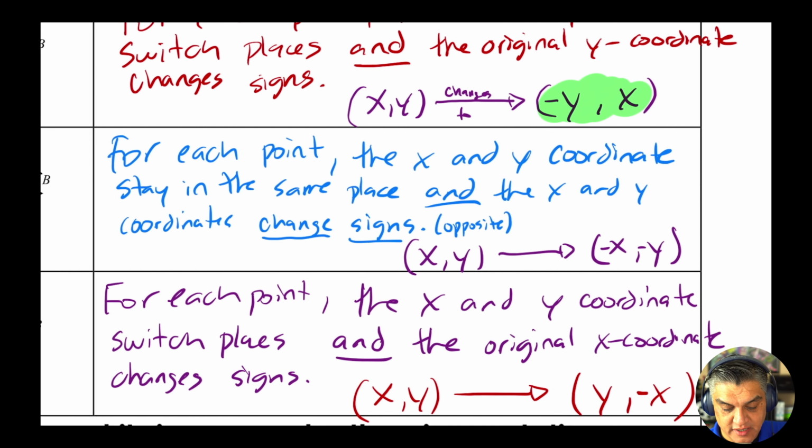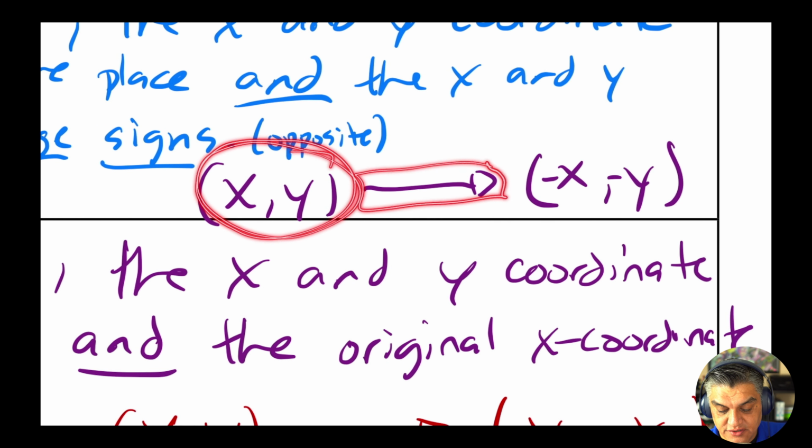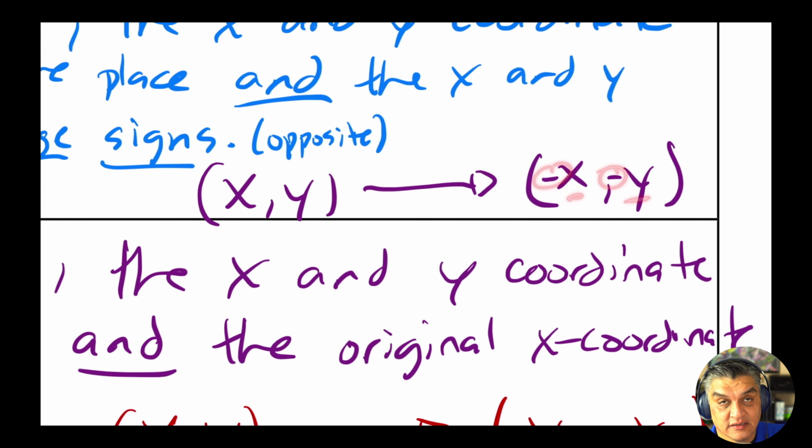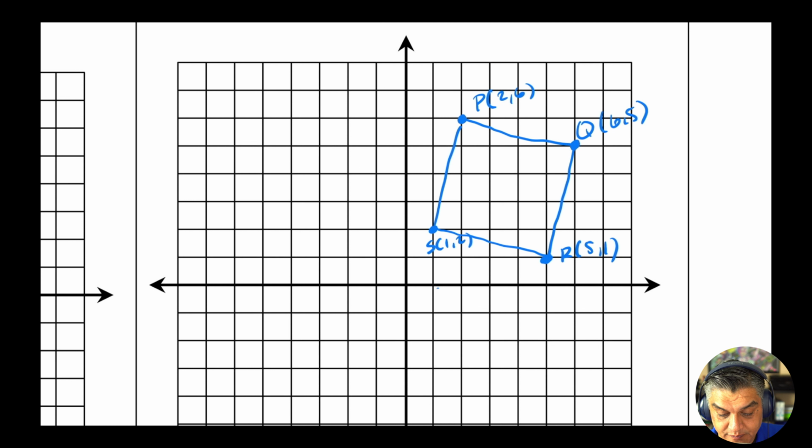All right. For each point, the x and y coordinates stay in the same place. So we're not flipping them. They stay in the same place. And the x and y coordinates change signs. They go to the opposites. So this little notation says my original point, x and y, changes to x and y staying in the same place, but each one is opposite. That negative sign means opposite. So let's do that. So let's make our new P. Our P is 2, 6.